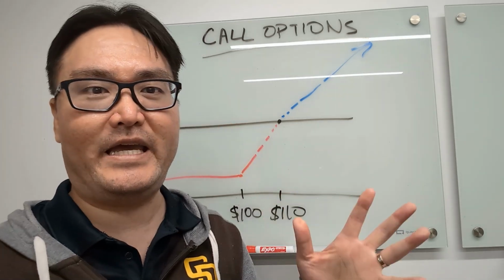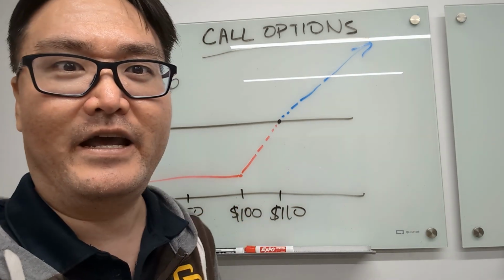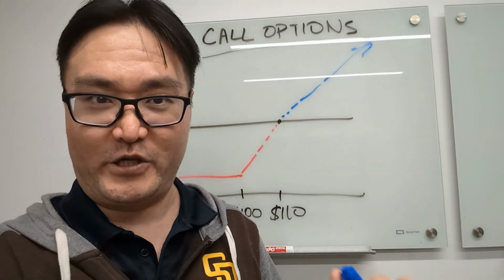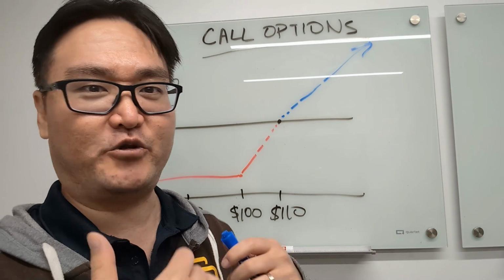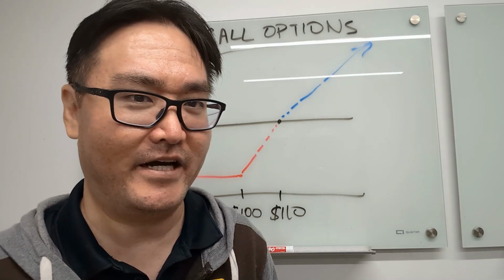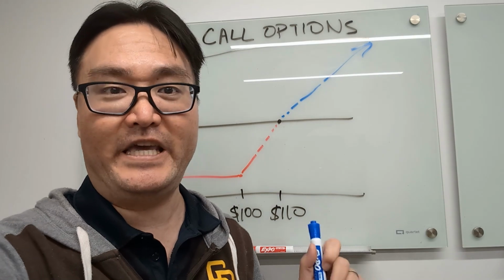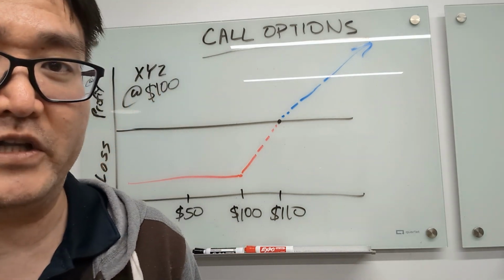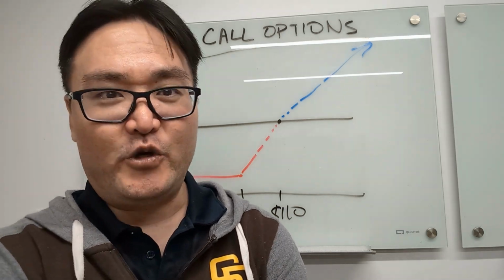Of course, you might say, hey, why don't I just buy a call option with a strike price of $90 or $80? And at that point, I would just straight up be profitable by buying a call option that is deep in the money, as we call it, or ITM, deep ITM. Yeah, you can do that.